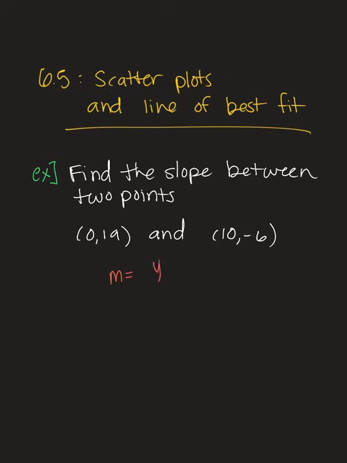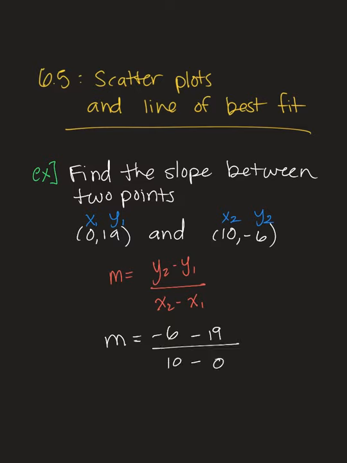So m is equal to y2 minus y1 all over x2 minus x1. So we need to go to the 2 points that were given in the problem and label our x1 and y1, and then label our x2 and y2. Then from there, we just plug in our values into the formula. So y2 is -6, minus our y1 is 19, all over x2 is 10, minus our x1 is 0.